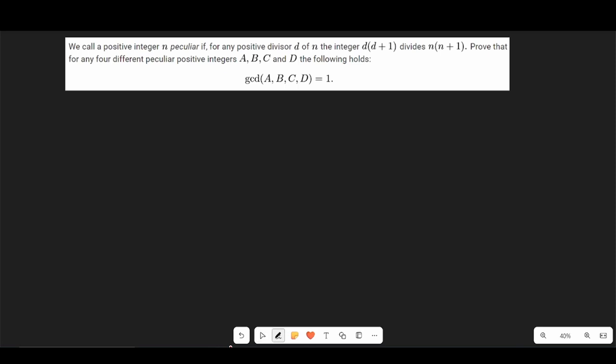And now we will show what kind of numbers are peculiar. Clearly, if n is a prime number, this is a peculiar number because it has only two divisors, 1 and p, and 1 times 2 divides p times (p plus 1). And p times (p plus 1) clearly divides p times (p plus 1). So every prime number is peculiar.